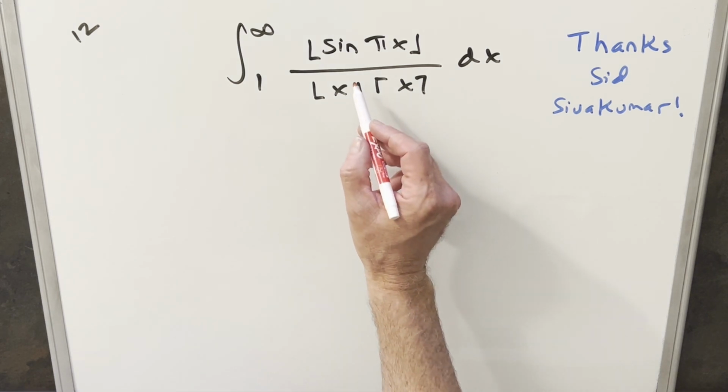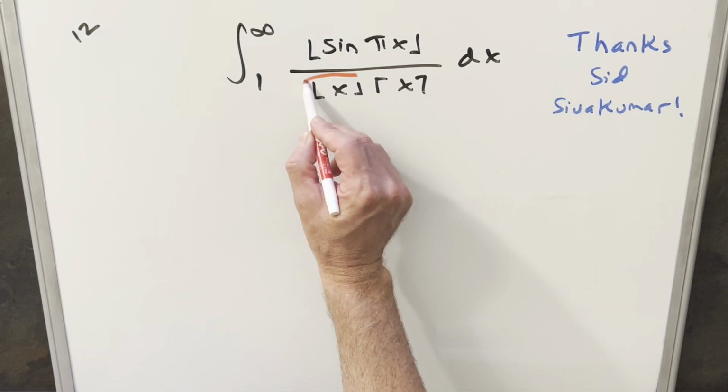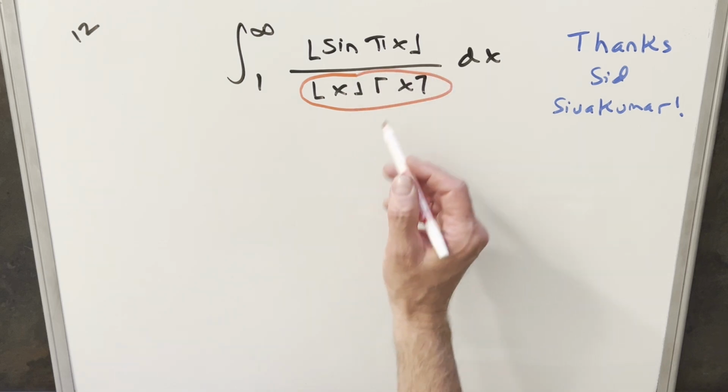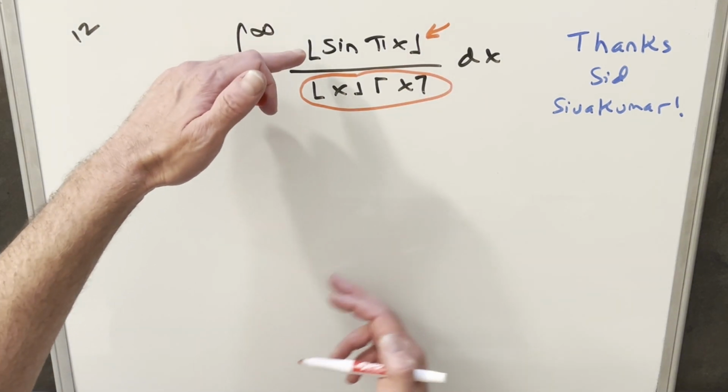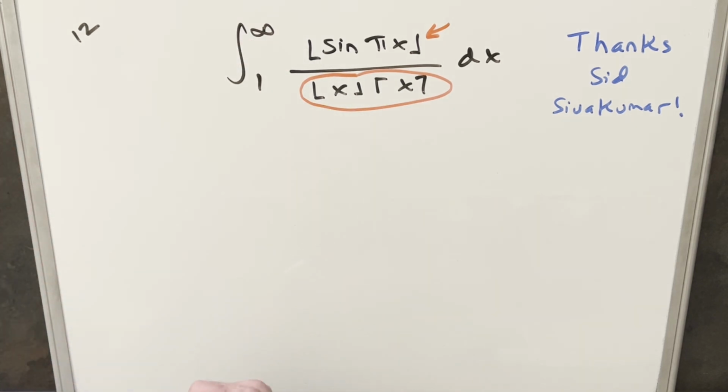I was thinking back, and I think I've done one very similar to this, with what we have in the denominator. But I don't think I've ever done this problem with both this and this in the same integral.